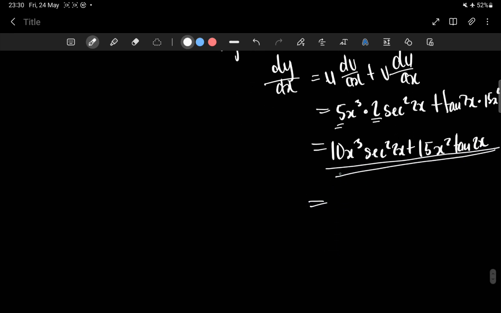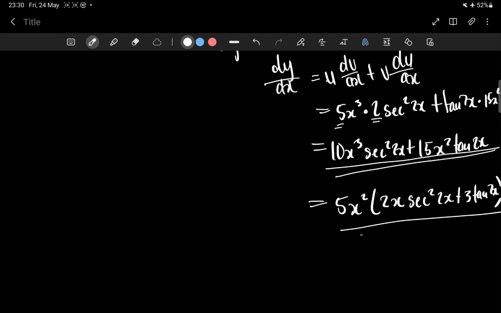Well, we can bring out a 5. It can go into 10 and 15. Then on x and x cubed and x squared, we can bring out an x squared. So 5 into 10, it becomes 2. X squared into x cubed is just an x. Then you get sec squared 2x plus 5 into 15, 3. X squared and x squared cancel. You remain with tan 2x. This is going to be your final solution.